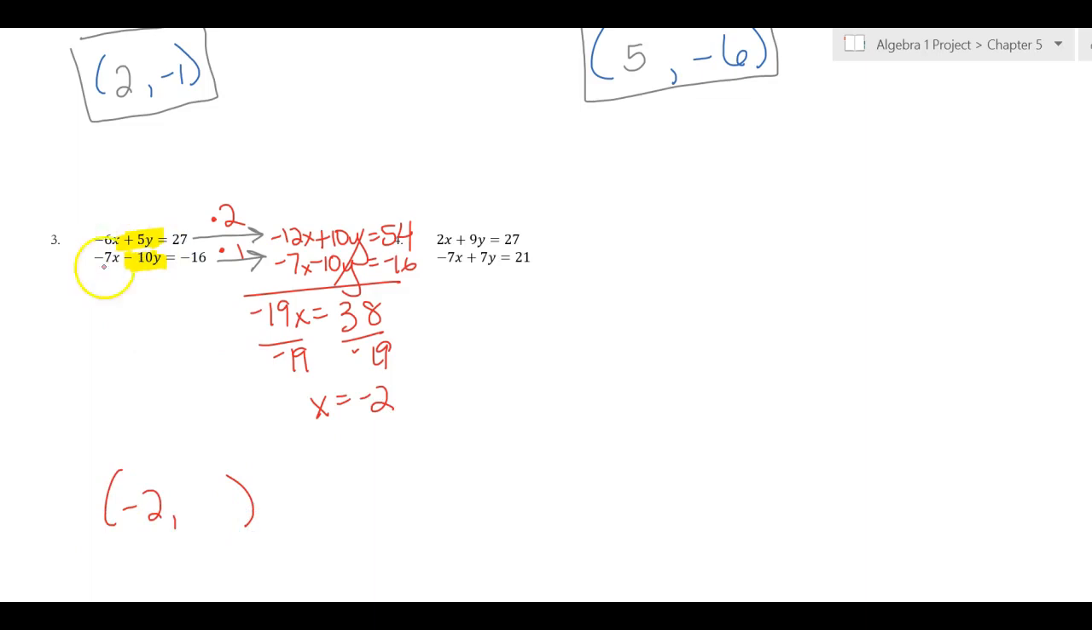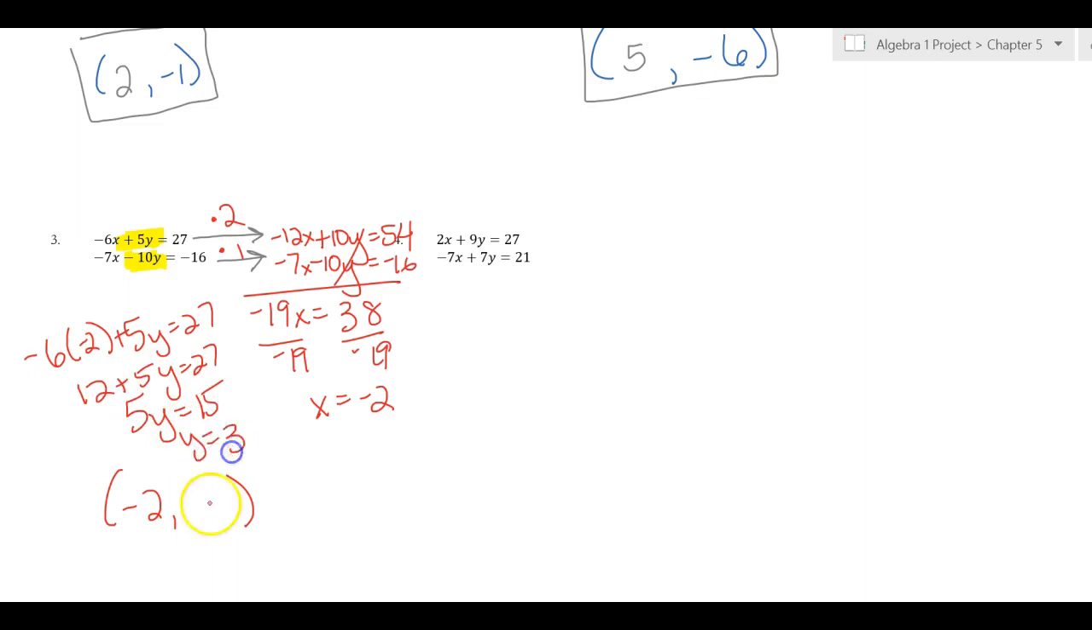So now you can plug it in any of these. I'm going to plug it in this top one. So negative 6 times negative 2 plus 5y is 27. So I get 12 plus 5y is 27. Minus 12 on both sides, so 5y is 15, so y is 3. If you did it a different way, you should still get the same answer. If you didn't get the same answer, you've made a mistake somewhere, so try it again.